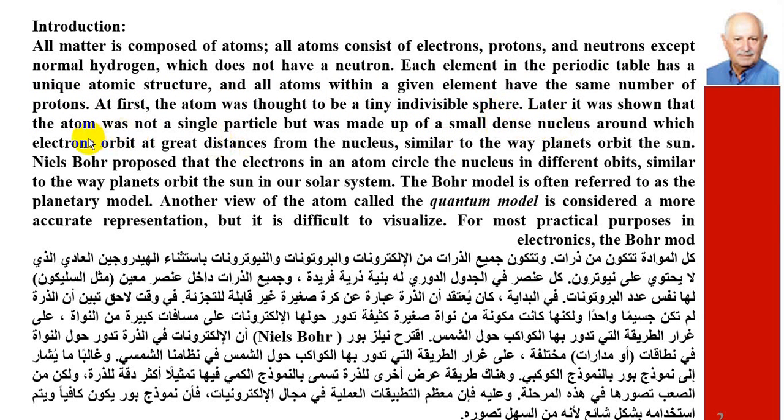Later, it was shown that the atom was not a single particle, but was made up of a small, dense nucleus around which electrons orbit at a great distance from the nucleus, similar to the way a planet orbits the sun. Niels Bohr proposed that the electrons in the atom circle the nucleus in different orbits, similar to the way planets orbit the sun in our solar system. The Bohr model is often referred to as the planetary model.